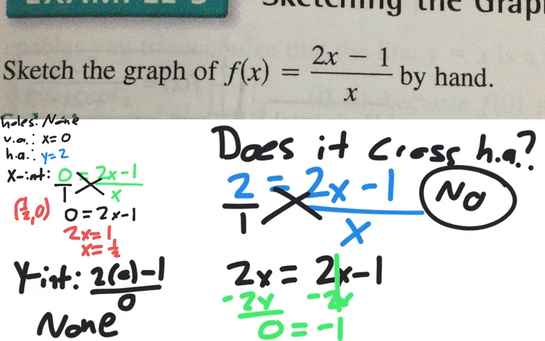This 2? Yeah, where did you get 2? Because what am I asking? I'm asking, does it cross the horizontal asymptote? Where does the horizontal asymptote happen? Oh, okay. At y equals 2. So I plug 2 in for y, and I want to know, does this ever spit out a y value of 2? You'd always plug in the horizontal asymptote. Yes.